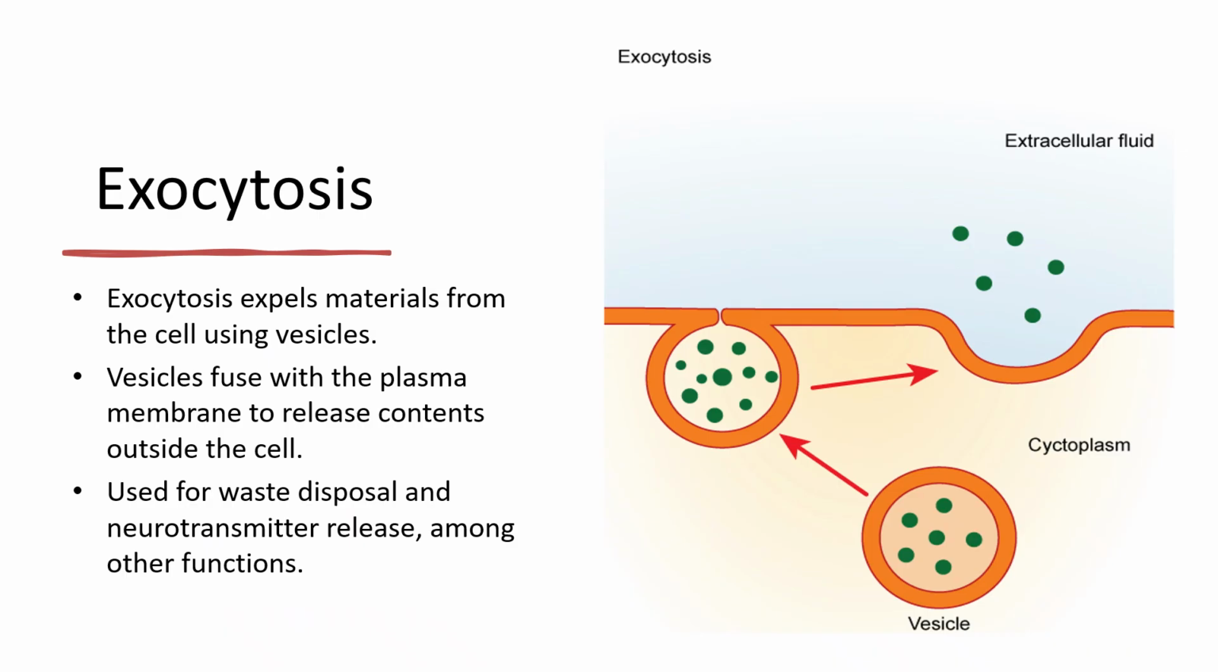Exocytosis is how cells expel materials. Vesicles containing substances like neurotransmitters or hormones fuse with the cell membrane to release their contents. This is critical for neuron communication and endocrine signaling. It's also how cells dispose of waste and recycle membrane components.